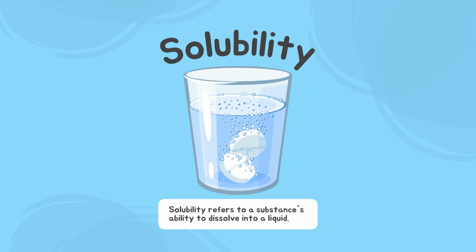Let's talk about solubility. Solubility refers to a substance's ability to dissolve into a liquid. Dissolving means that the solid completely disappears into the liquid and there are barely any traces of the solid left. The thing that we are trying to dissolve is called the solute. The liquid that we are trying to dissolve the solute in is called the solvent.